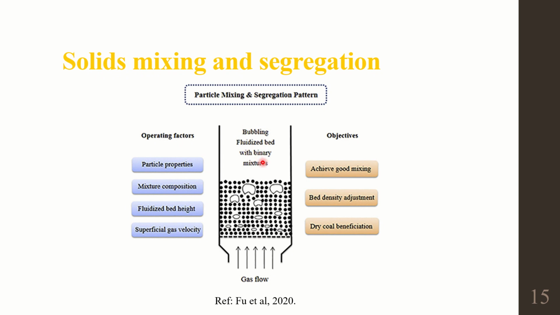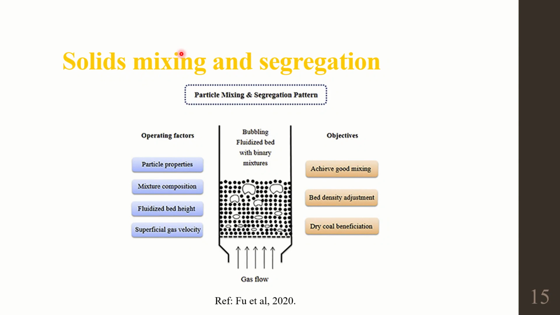For example, this is a bubbling bed with a binary mixture. So depending on the gas flow, everything can be identified. The major objectives in most cases would be to achieve good mixing, and density adjustment. One example would be coal beneficiation, where many particles would be used. In all those cases, it becomes necessary to identify mixing behavior or segregation behavior. And for that, if the particle density is comparatively low, we call them flotsam particles, and if it is very high we call them jetsam particles.